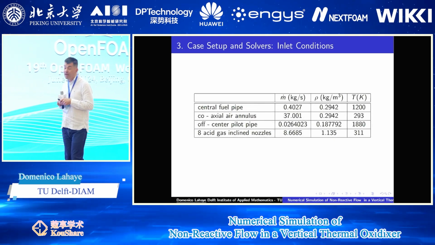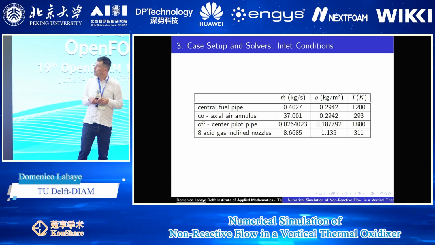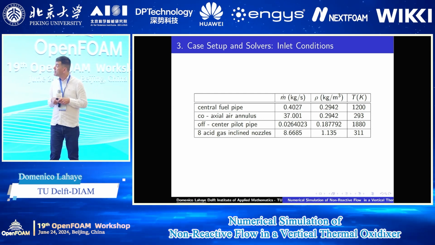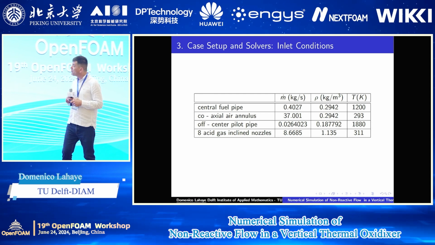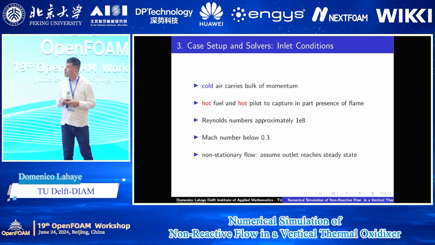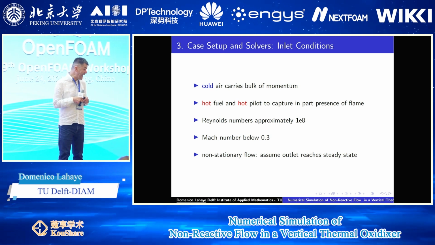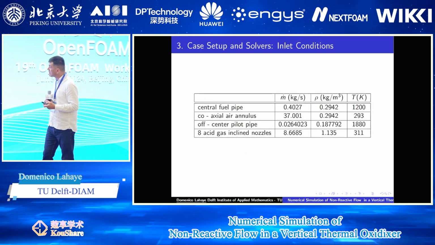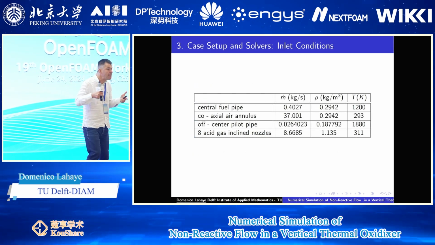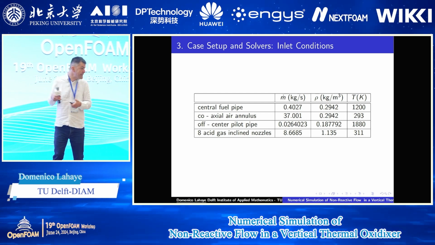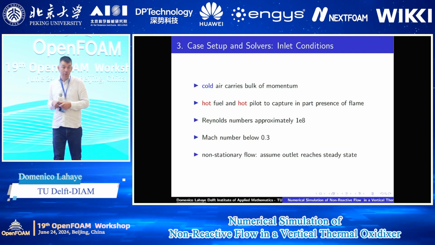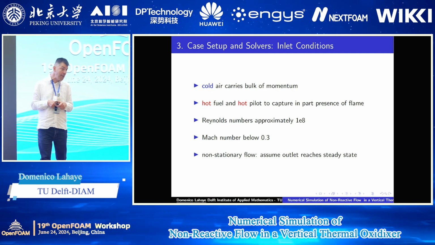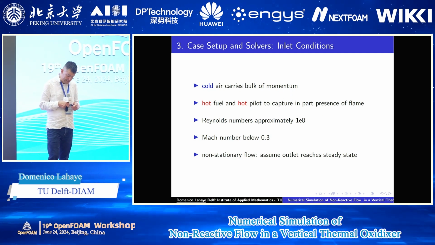Next is a slide about the flow conditions. We inject the gas, the oxidizer, and there's also a bit of a pilot in between. Important to notice is that we have a cold air that carries the bulk of the momentum. Why is that? Because the air is the main driver of the flow. It will be important later to understand the pictures. We assume the fuel and the pilot to be hot. We do so to be able to simulate the presence of a flame even in the non-reactive simulations.